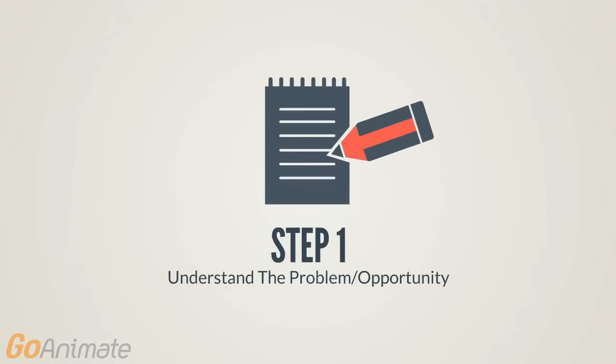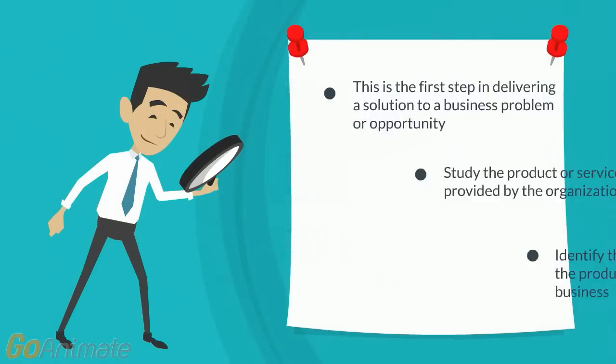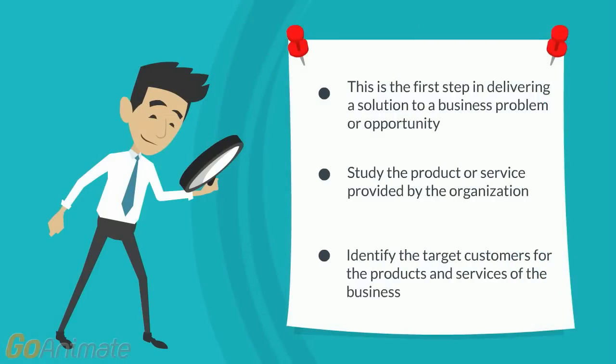The first step is understanding the problem or the opportunity. In order to define a solution to a business problem, the BA needs to study the product or service provided by the organization. In this phase, they also define the target customers and the project stakeholders.